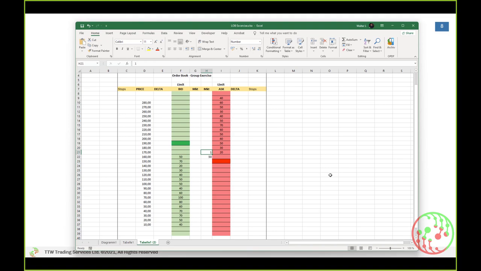I'm making a little pause here, a little break, just to get every one of you on board. We have liquidity and we have market volume here. Is that clear so far? Yes.